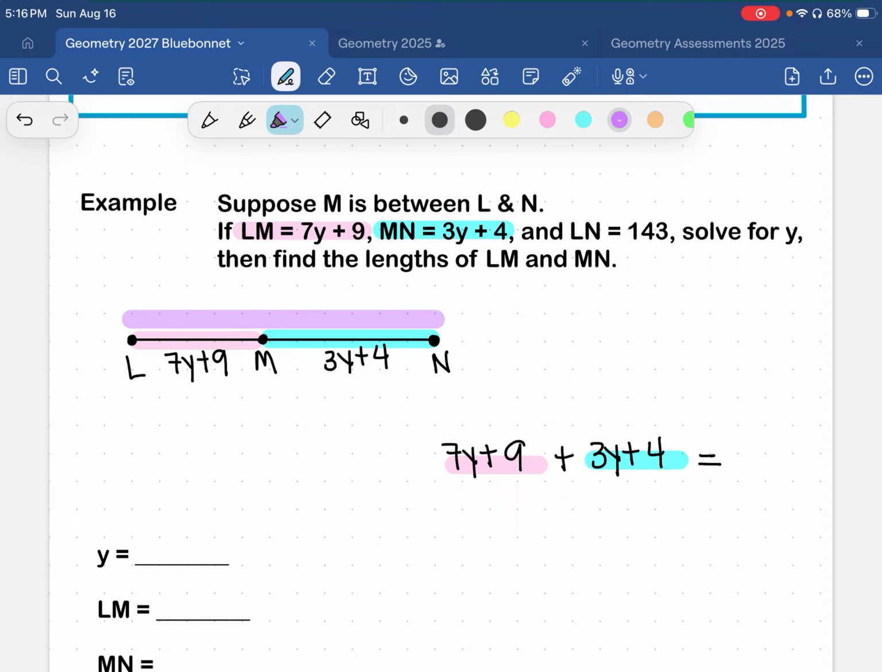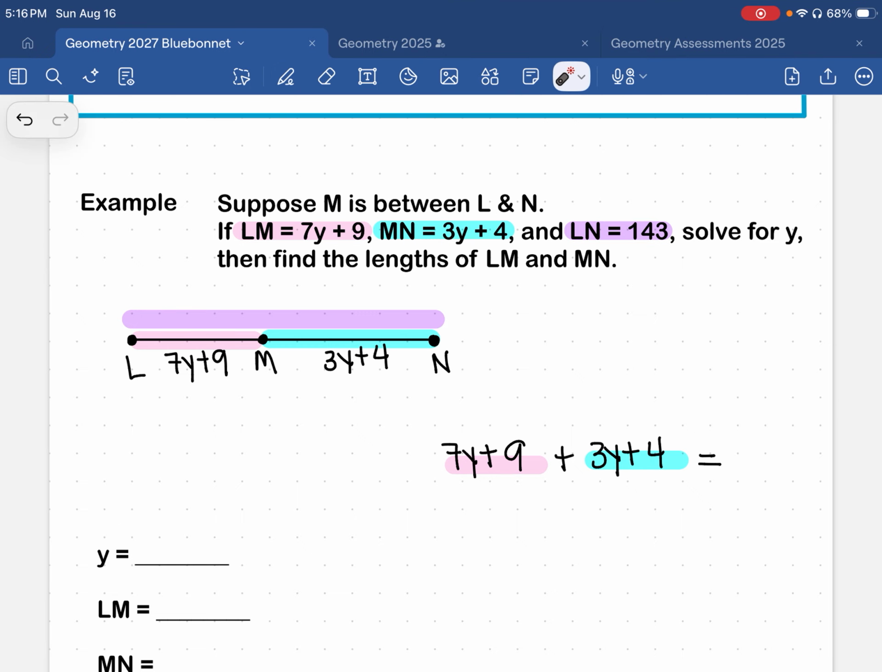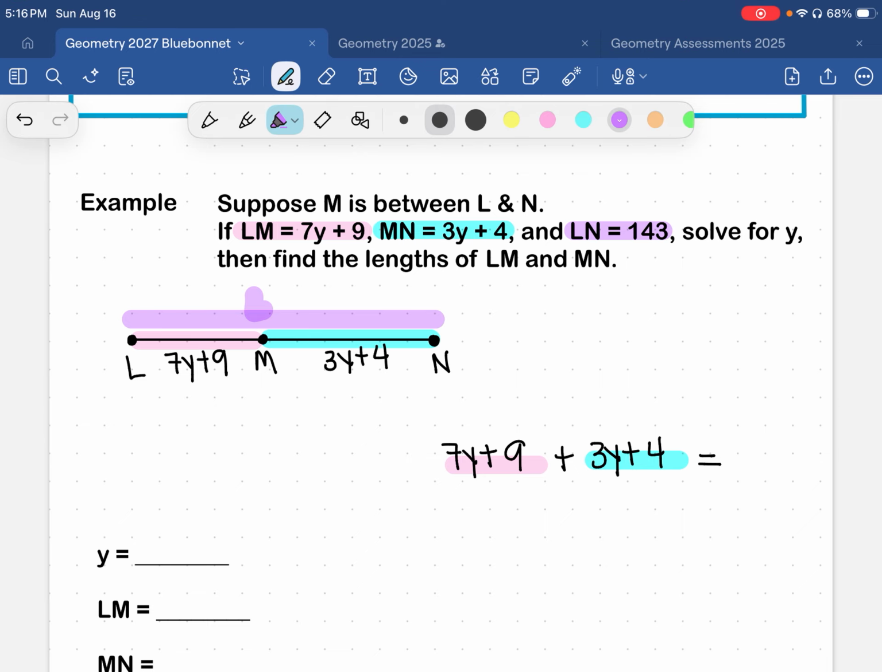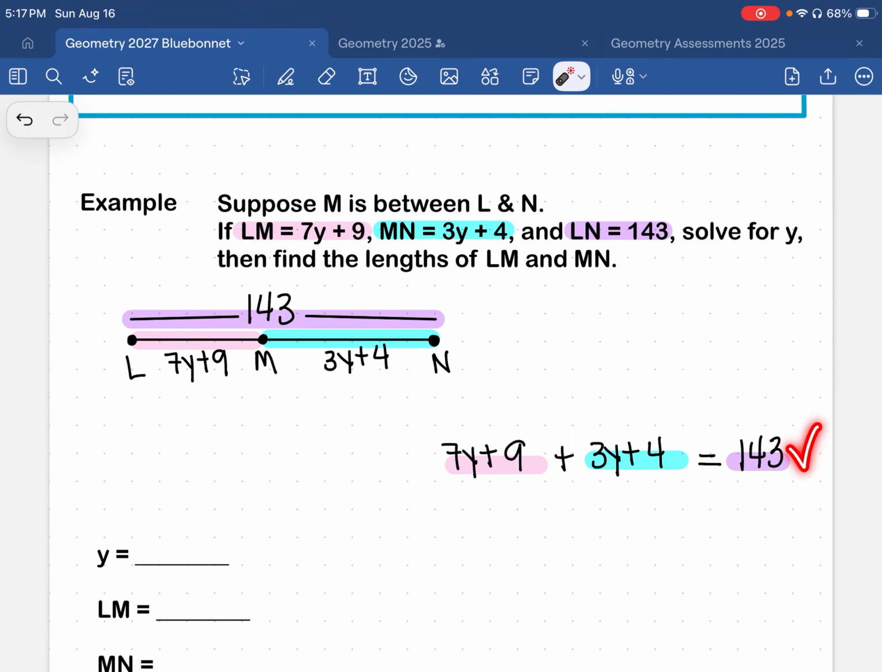Of course, as I continue to read, and LN is 143. If I look at my picture, I see L is at one end and N at the other. That is my purple. And it goes the whole way. Sometimes it's helpful just to remind yourself that it goes the whole way. 143. And now I have set up my equation. This is the geometry. This is the segment addition postulate.